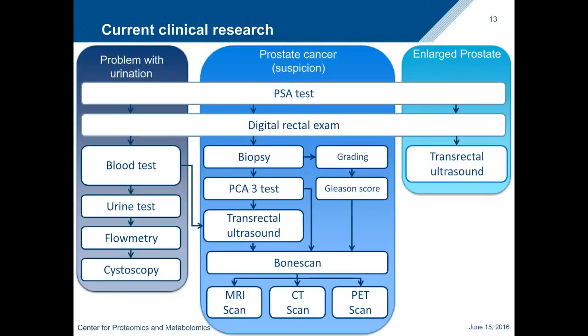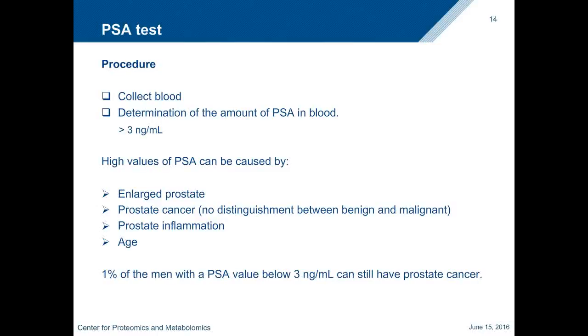So there's prostate cancer, there's a suspicion if you might have it, so they will perform a PSA test. Then they will perform a digital rectal exam, followed by a biopsy, and if you are already in a high stage, you will also get a bone scan. But today I would like to focus on the PSA test. The PSA test is a procedure where they collect your blood and determine the amount of PSA in blood.